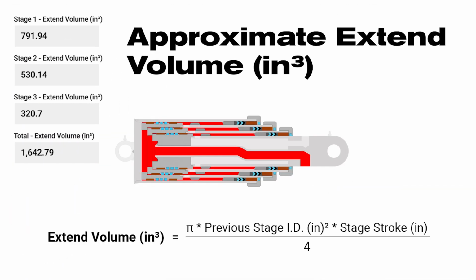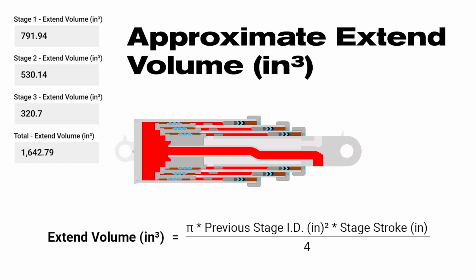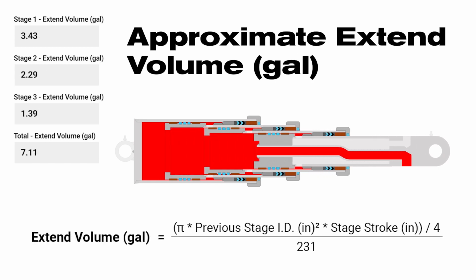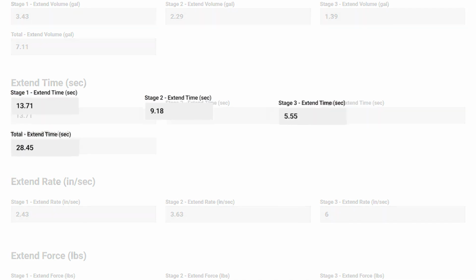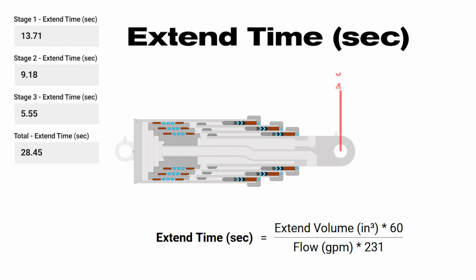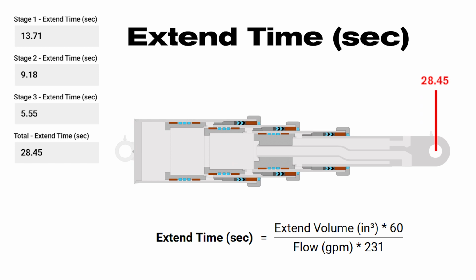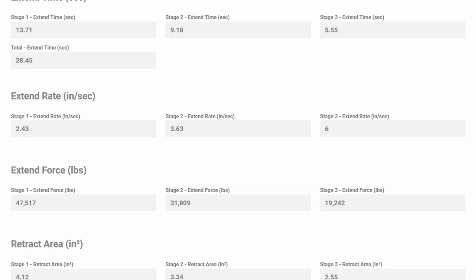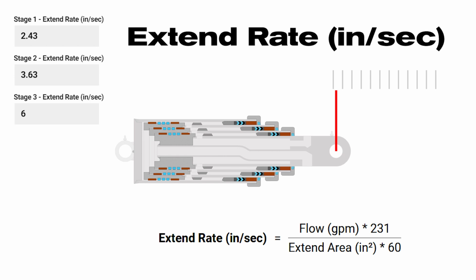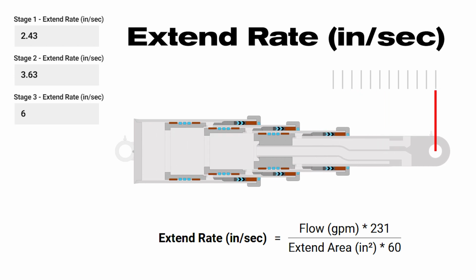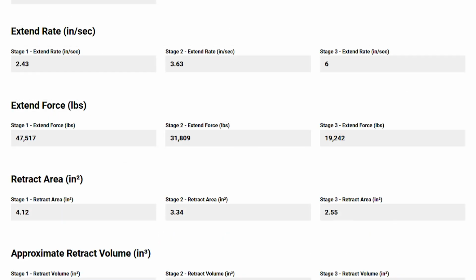Approximate extend volume, measured in cubic inches and gallons. This is the volume of fluid required to extend each stage the full stroke. Extend time, measured in seconds. The total time to fully extend each stage from fully retracted to fully extended. Extend rate, measured in inches per second. This is the speed at which a cylinder extends each stage toward its full extension length.